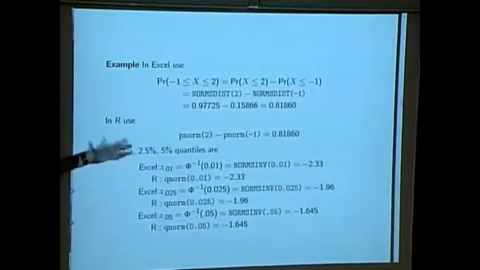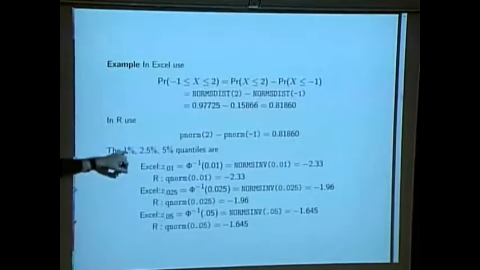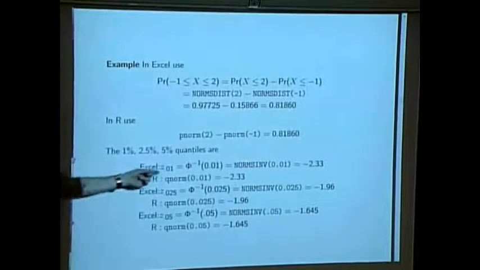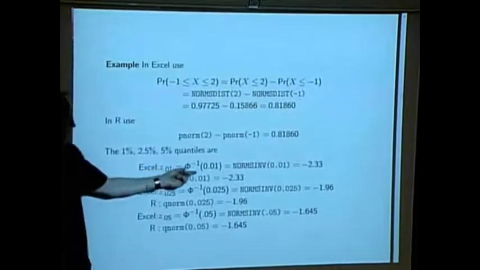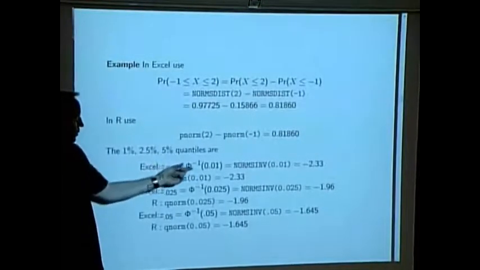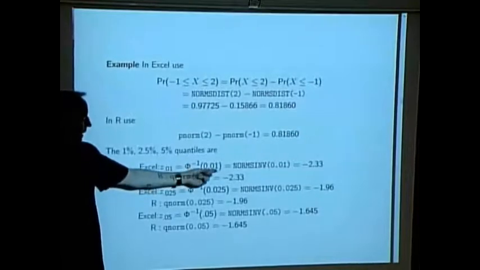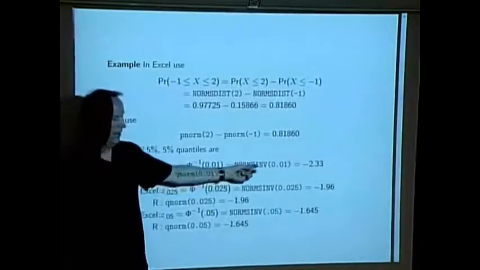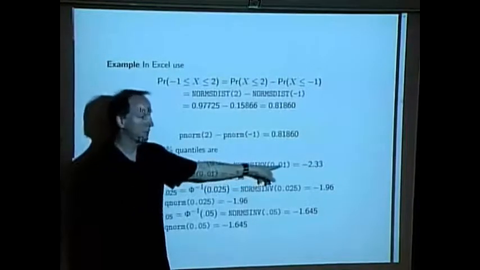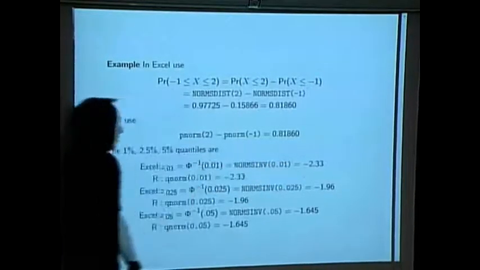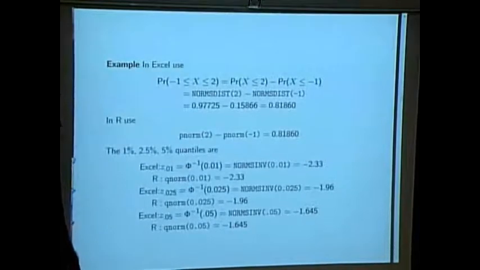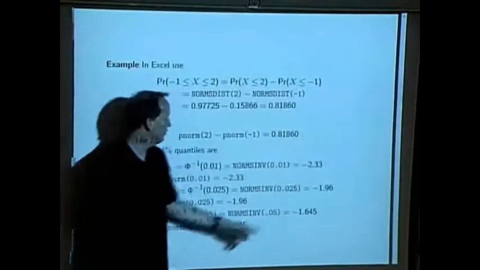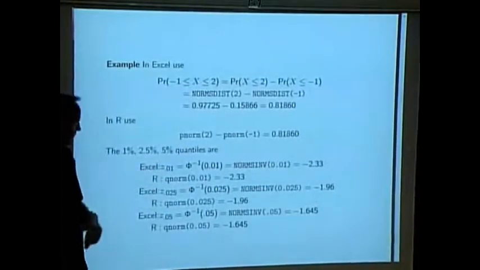If you wanted to compute quantiles of the distribution, say the 1%, 2.5%, or 5% quantiles, in Excel, you want to calculate the 1% quantile. We want to evaluate the inverse CDF at probability 0.01. So you'd use the NORM.S.INV function evaluated at this probability, and you see that this is equal to -2.33. So the probability that a standard normal random variable is less than -2.33 is 1%.